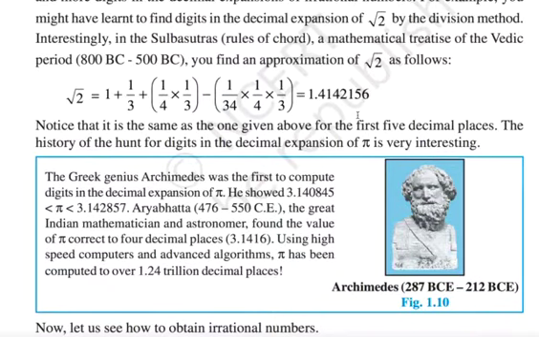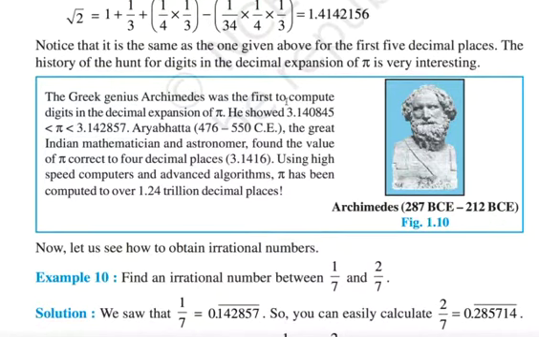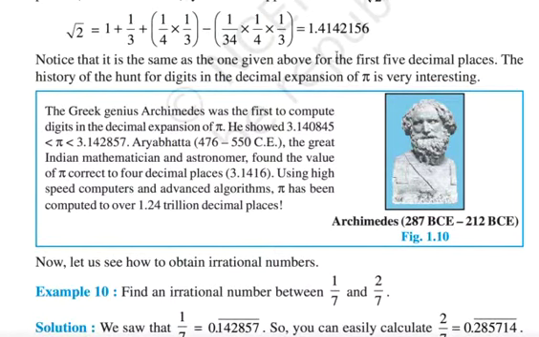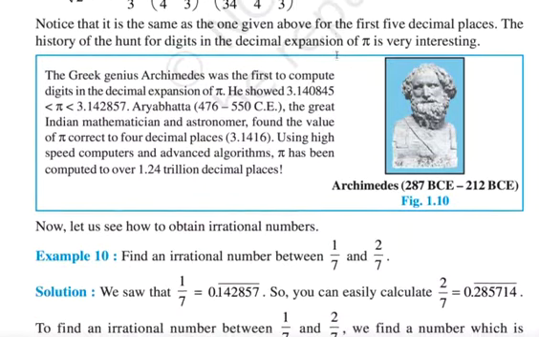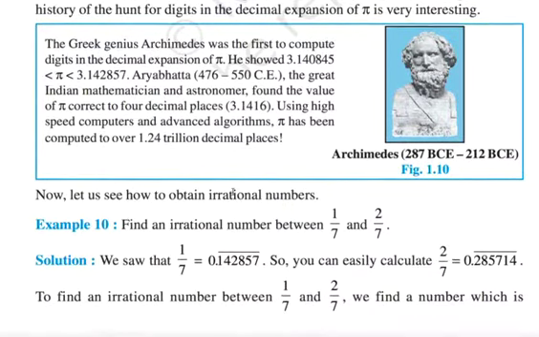The history of the hunt for digits in the decimal expansion of pi is very interesting. The Greek genius Archimedes was the first to compute digits in the decimal expansion of pi. He showed pi lies between 3.140845 and 3.142857. Aryabhatta, the great Indian mathematician and astronomer, found the value of pi correct to 4 decimal places, 3.1416. Using high speed computers and advanced algorithms, pi has been computed to over 1.24 trillion decimal places.